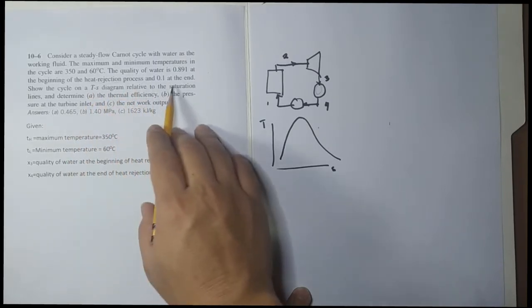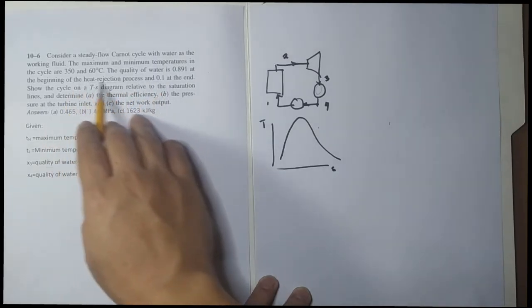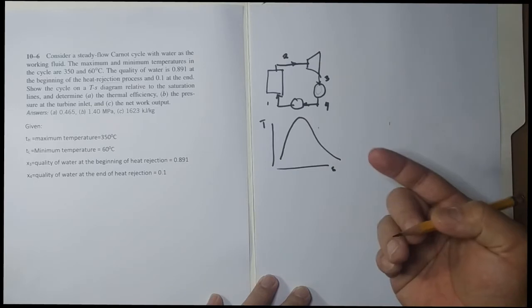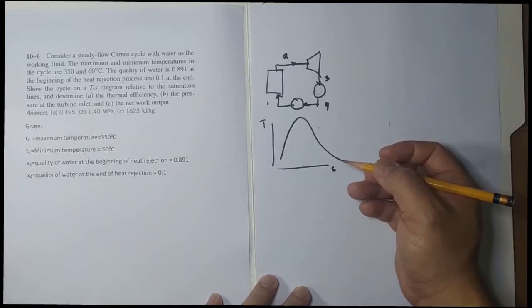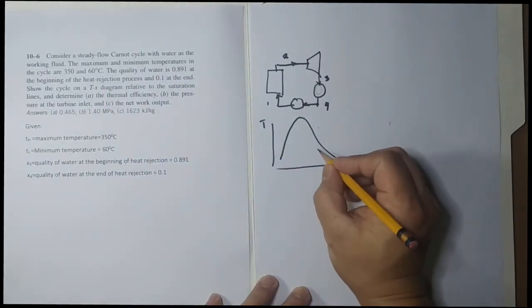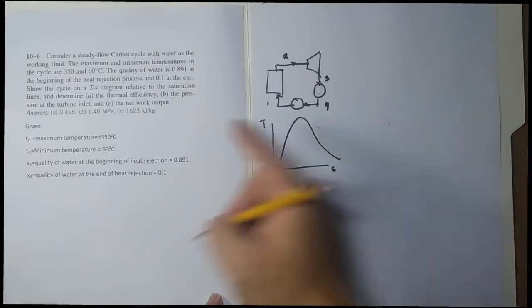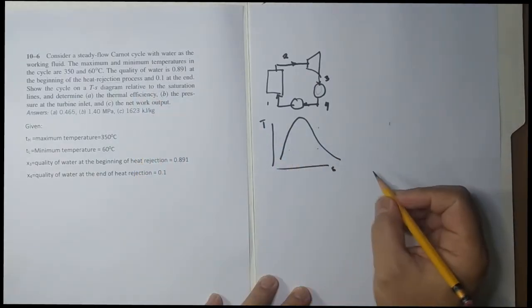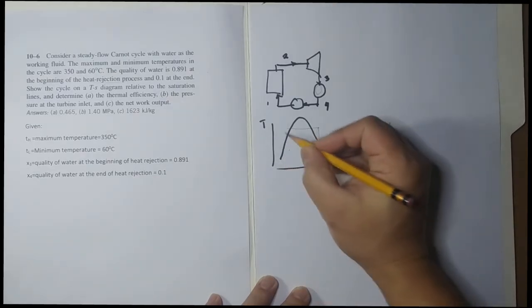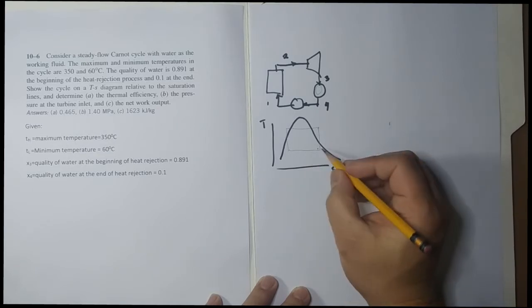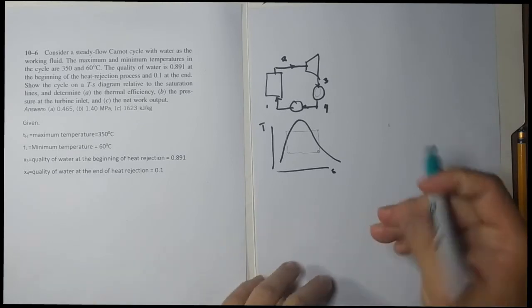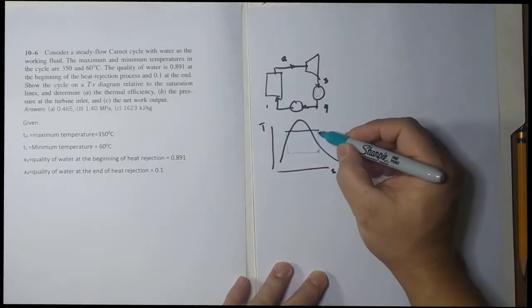So at the beginning of heat rejection is 0.1, so it means it is a wet mixture because it has a quality that is 0.1. Oh, no, sorry. It should be 0.891. So maybe it's here. And the 0.1 is here. So I would say that the TS diagram could be like this. What I'm sure is that it's something like this.